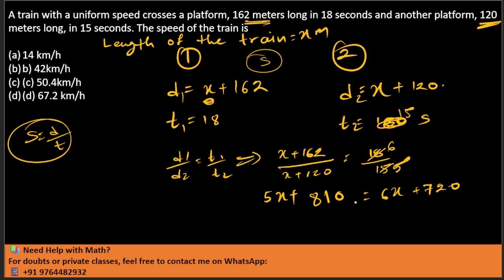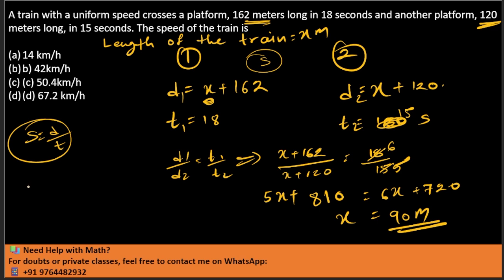So we have 6x minus 5x, it is equal to x. So x is equal to 810 minus 720. So here we have x is equal to 80 and plus 10, it is 90 meters. So x is equal to 90 meters. So the length of the train we got is equal to 90 meters.